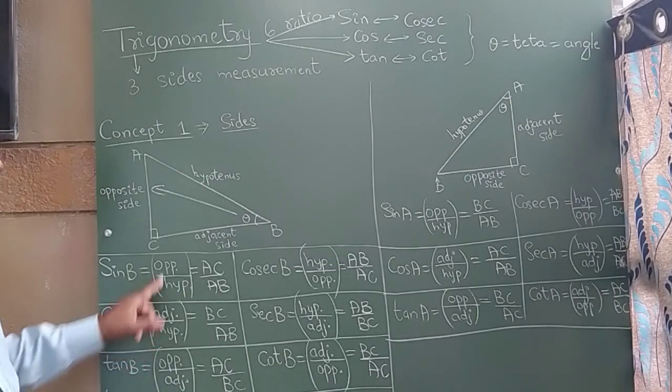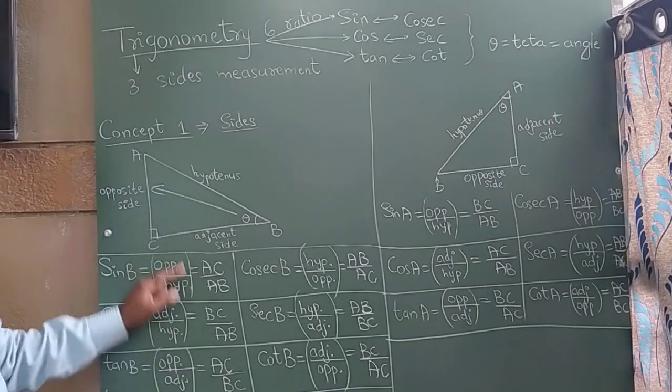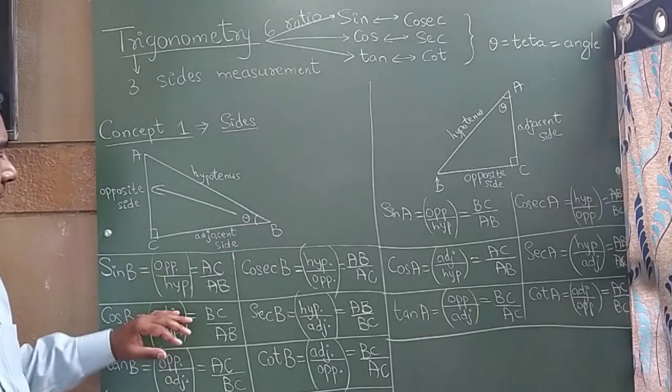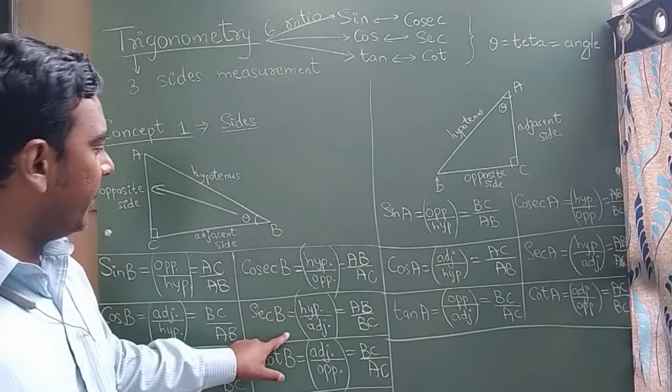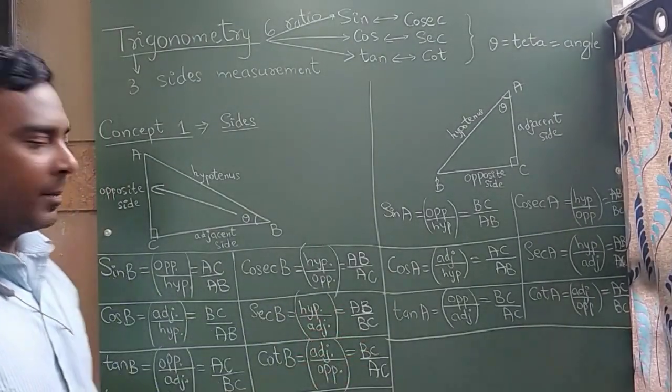Next is cos B. Cos B is equal to adjacent upon hypotenuse. So adjacent is BC and hypotenuse is AB. Reverse of this is secant B. Hypotenuse upon adjacent, AB upon BC.